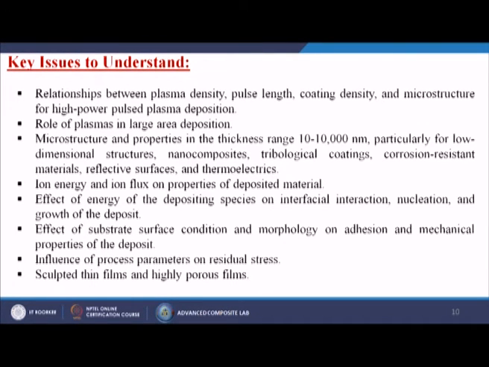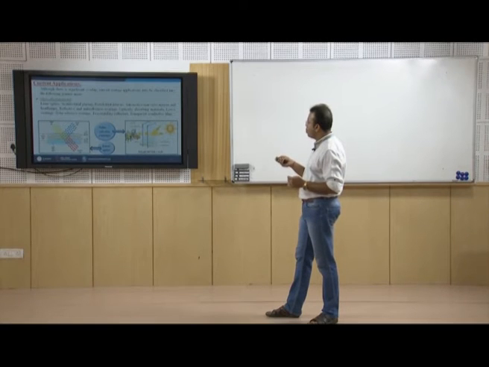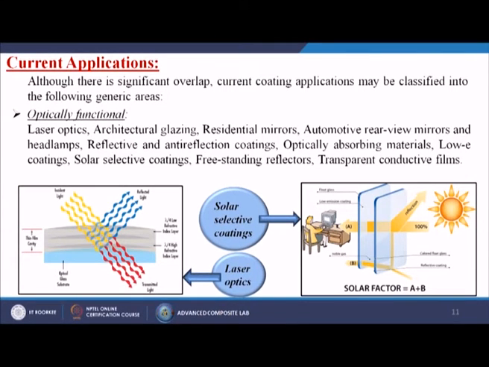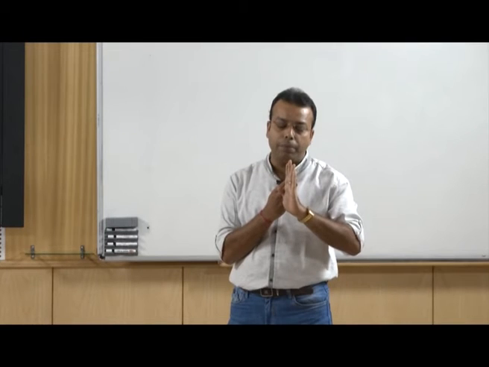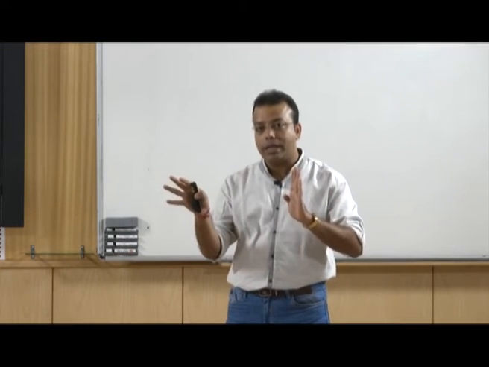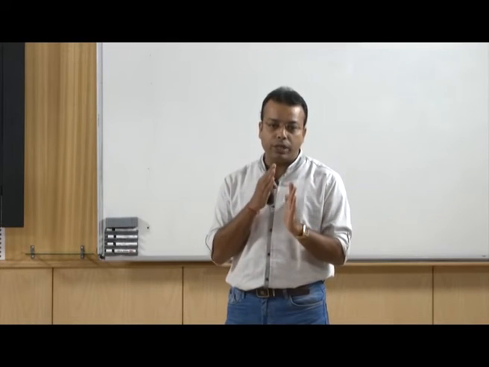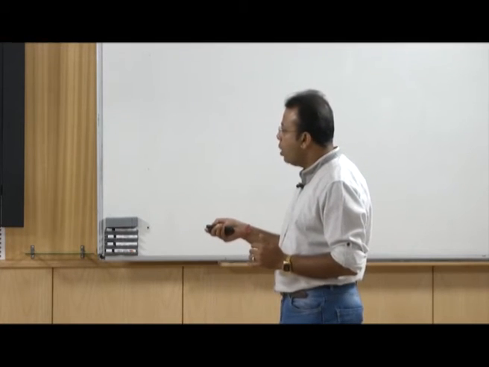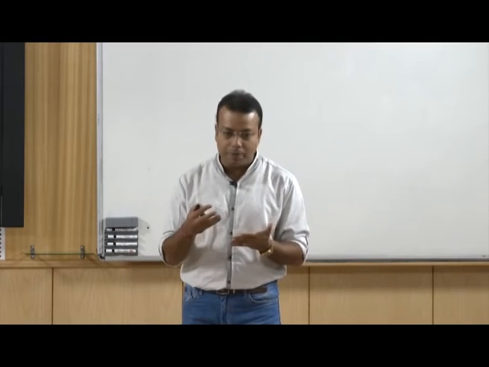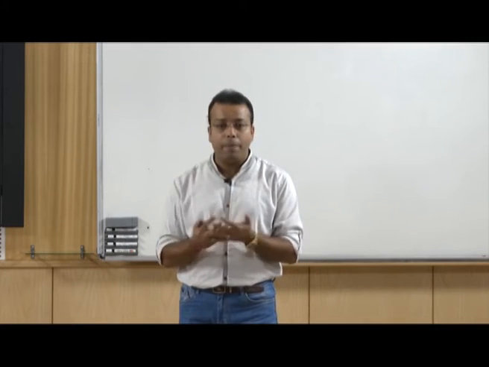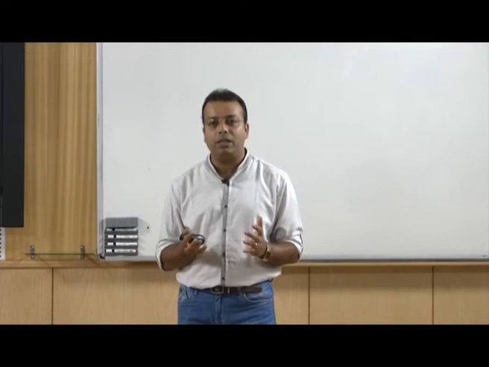What are those? Optically functional materials, laser optics, architectural glazing, residual mirrors, automotive rear view mirrors, headlamps, reflective and anti-reflection coatings, optically absorbing materials, low-E coatings, solar selective coatings, freestanding reflectors, transparent conductive films, where we are going to use certain kinds of materials. Say we are using certain kinds of glasses, so that the harmful UV rays from the sun are resisted, but still the sunlight can go inside our room. So if there is any harmful element, it will be resisted from entering our room or the building, or there are certain kinds of laser optics which can transmit some lasers inside the materials, or reflect some lasers from the surface of that particular material. By changing the material properties, we can train our material to act differently.